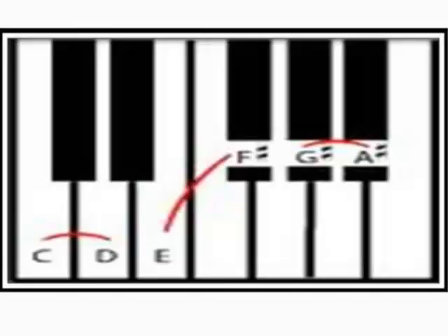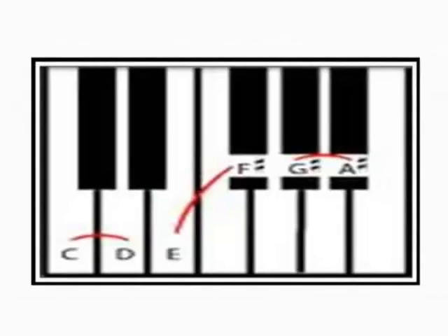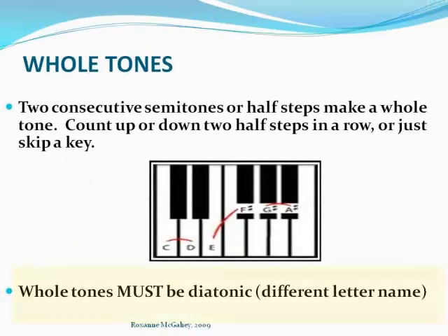You can also have whole tones between black keys. F sharp to G sharp is a whole tone because there's a white key between the 2 black keys. Always remember that whole tones must be diatonic. They must have a different letter name, and the letter name is always consecutive. It's always C to D or D to E. You can't skip a letter.